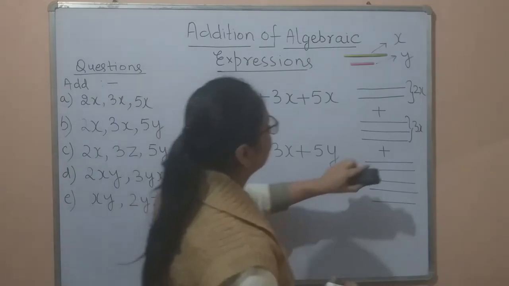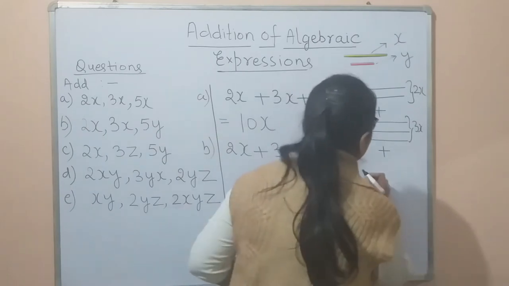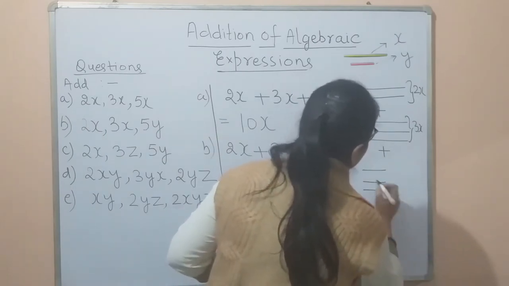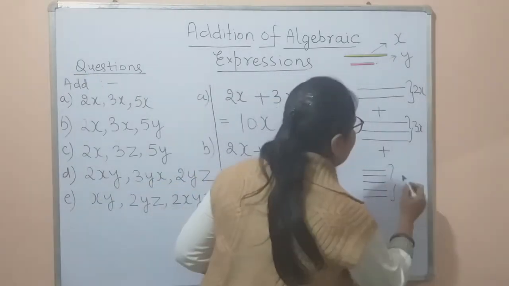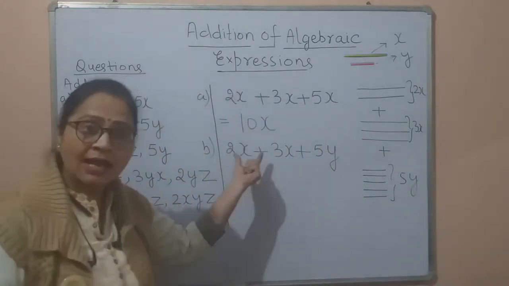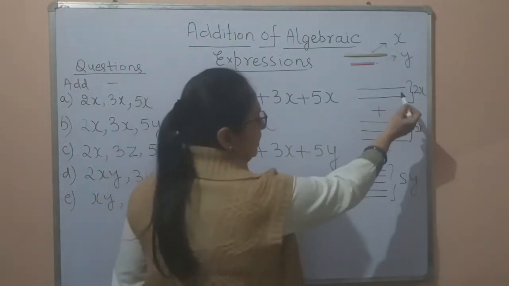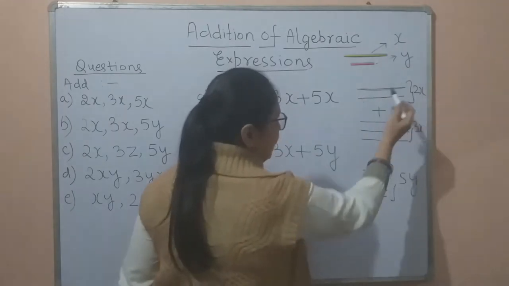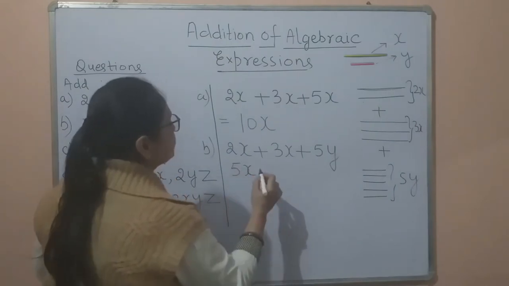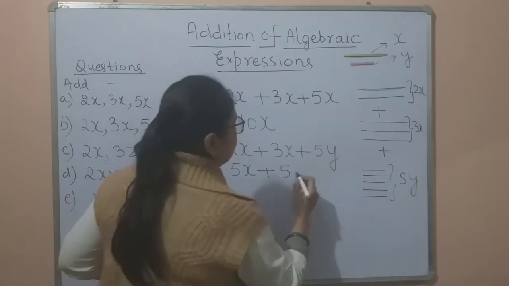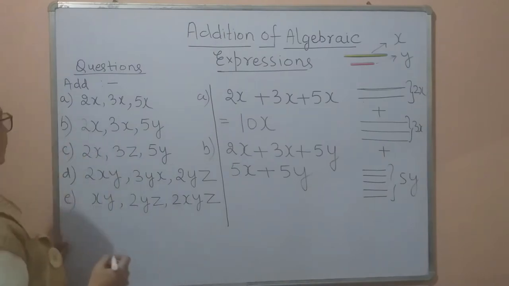Now 5y, we know that they are smaller in size, these pink ones. Suppose we have 1, 2, 3, 4 and 5, this is 5y. If we want to add all three algebraic expressions, they are all monomials, then what do we do? We have big yellow strips, two yellow strips plus three more yellow strips, so that the total becomes 5 yellow strips plus 5 pink strips. Alright, so this is the answer for the second one.